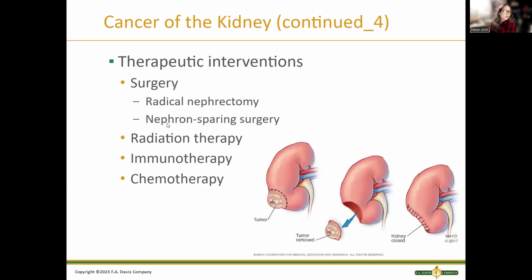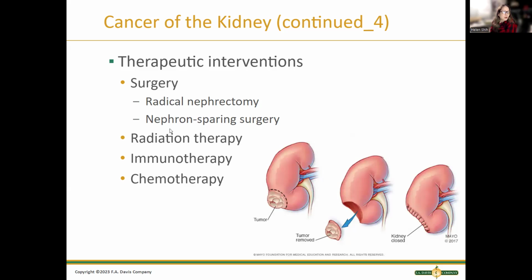Some of the therapeutic interventions for kidney cancer include surgery, in which we perform a radical nephrectomy. Ectomy means to cut. Neph is the kidney, so nephrectomy would be a removal of the kidney, and radical means completely. So in a radical nephrectomy, we remove that kidney completely. We leave the other kidney inside the body.